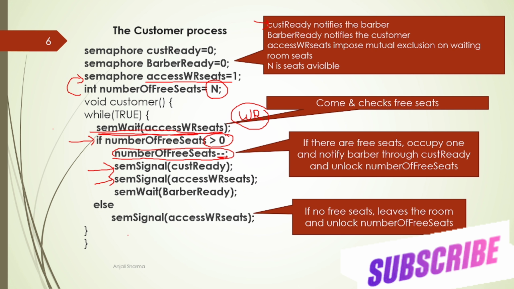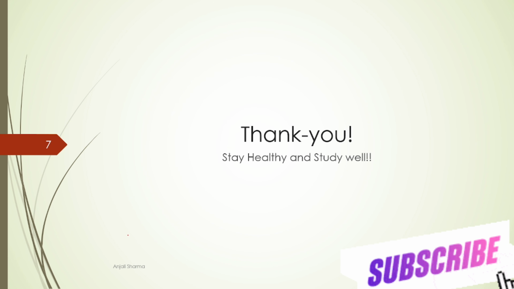So I will be recommending to watch the video again from the barber process and customer process once again. Write the problem yourself. Think about the scenario: no customer in the beginning, one customer comes, sees the waiting room, barber gets free, notification and all. Just write down the code and go through the scenario one by one, and this particular problem will be clear to you. So that was all with this video.